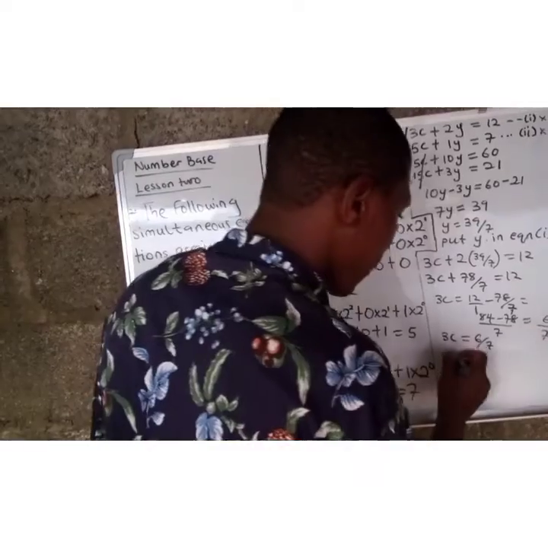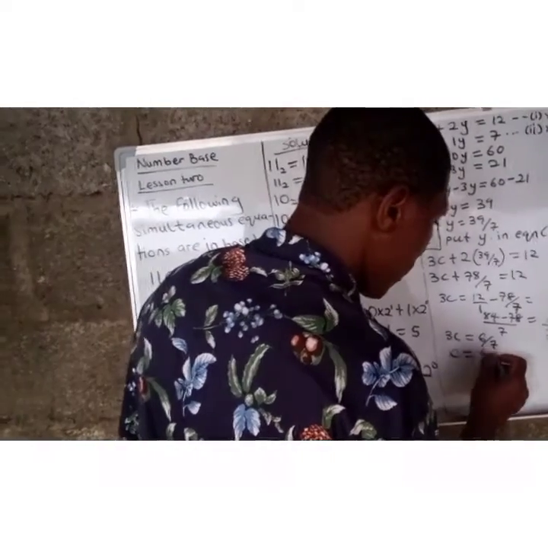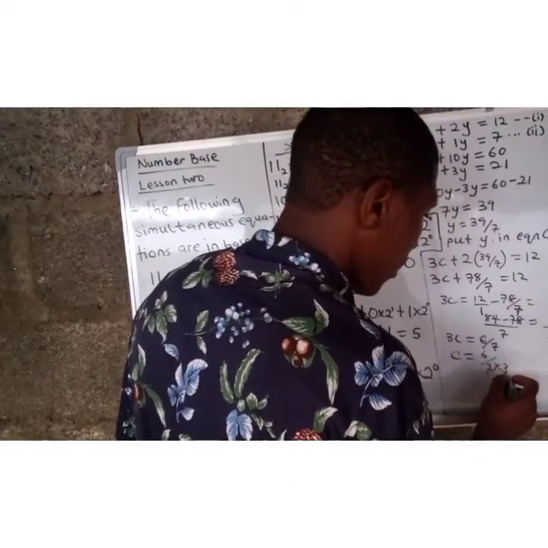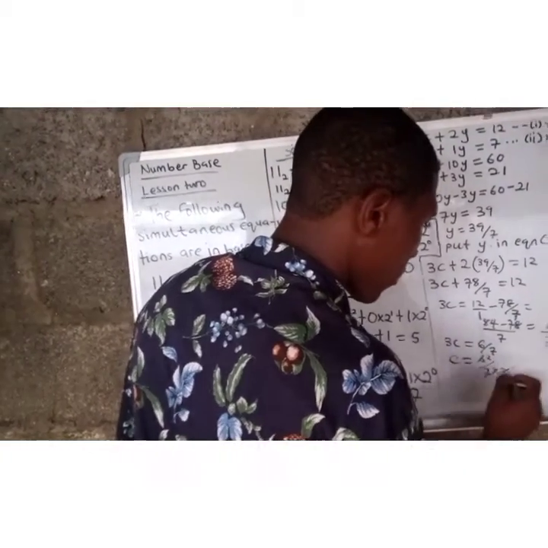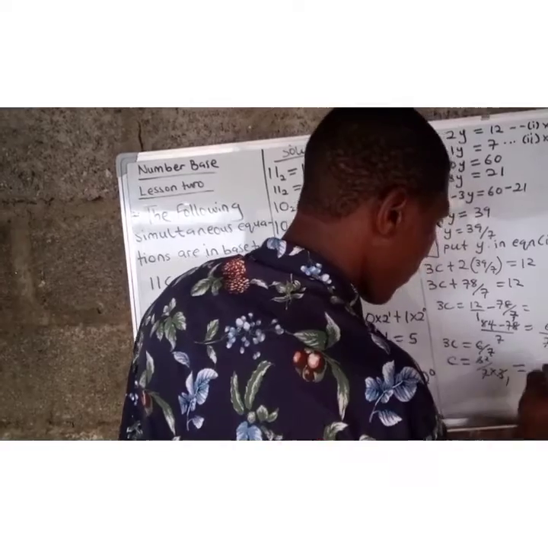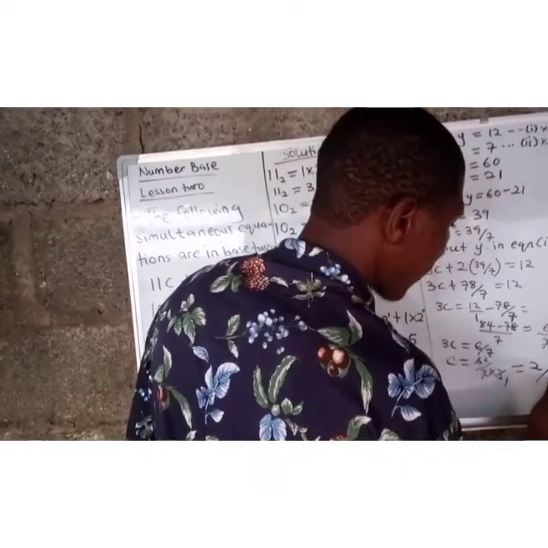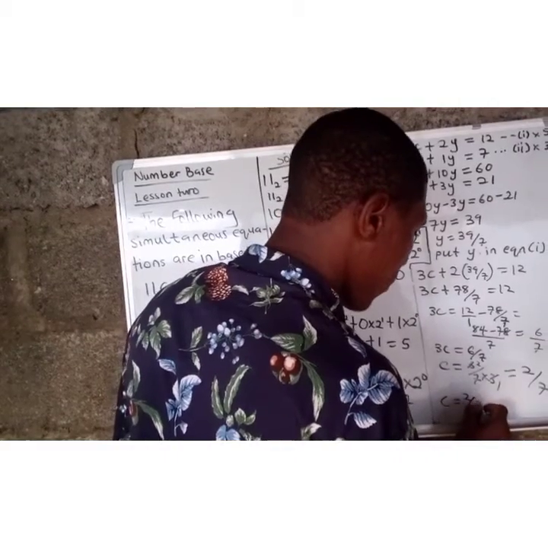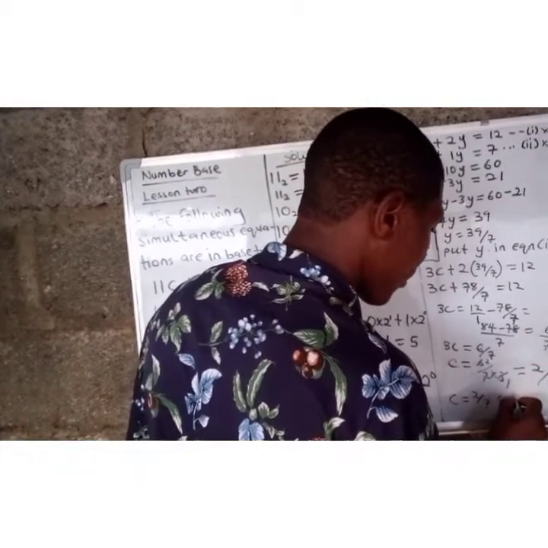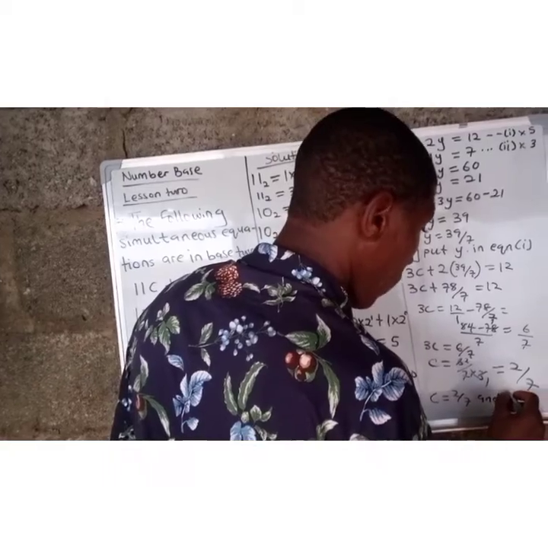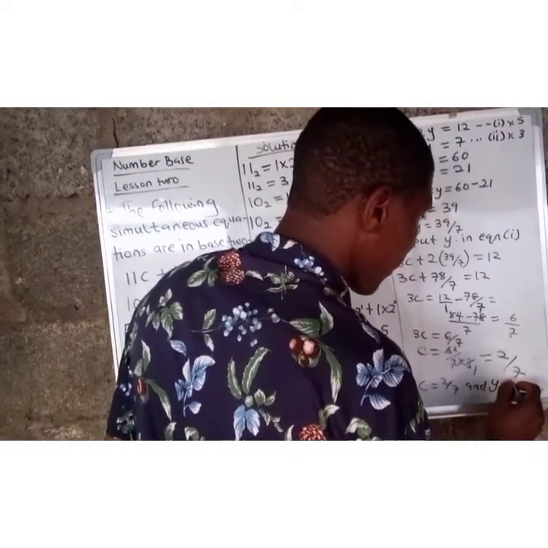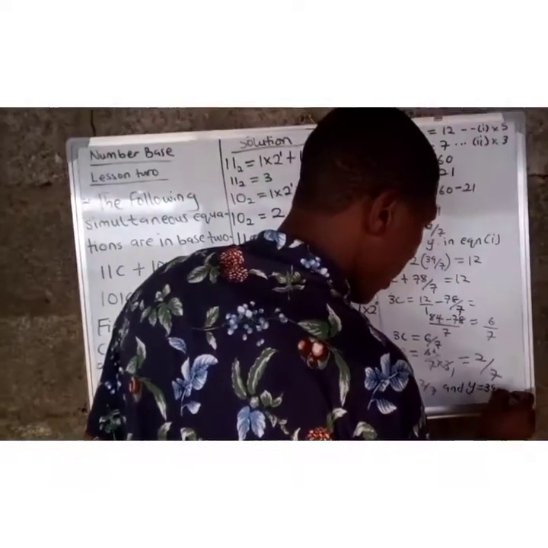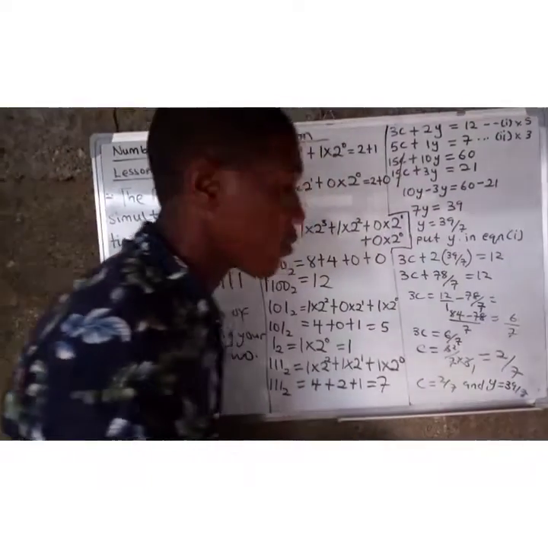And then c is equal to 6 over 7 times 3. 3 here 1, 3 here what? 2. It means that c is equal to 2 over 7. So it means c is equal to 2 over 7, and y is equal to 39 over 7, which is our answer in base 10.